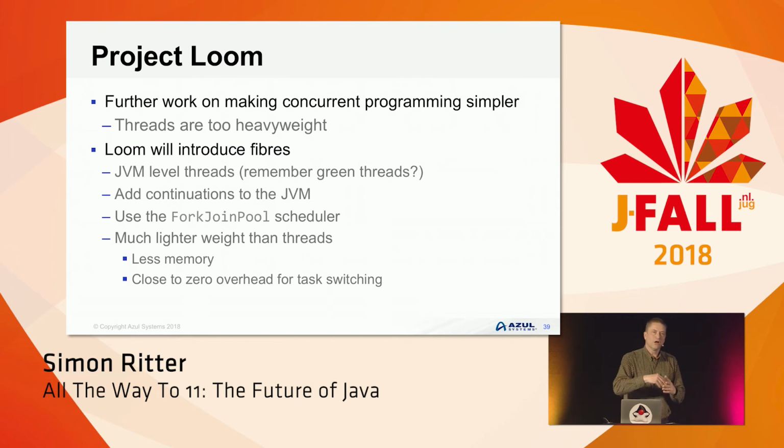By doing that, it doesn't require too much work in terms of changing Java, because they're going to use the fork join pool scheduler that's already there. They essentially need to add continuations, which is a flow of control for a given thread. And then by having the JVM switch the threads or the fibers individually, it's much less memory usage and very close to zero overhead in terms of task switching.